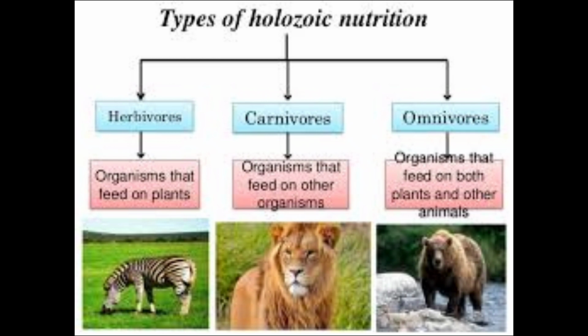Next, we can divide the holozoic nutrition into herbivores, carnivores, omnivores. We will now discuss herbivores, carnivores, omnivores in some more detail. Let us start with the herbivores.